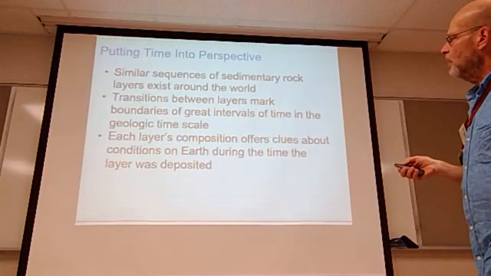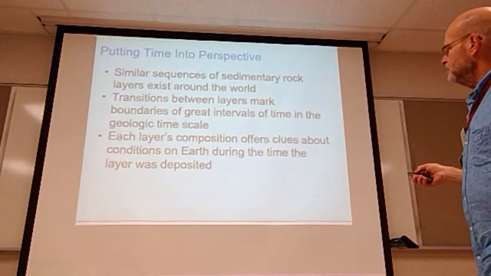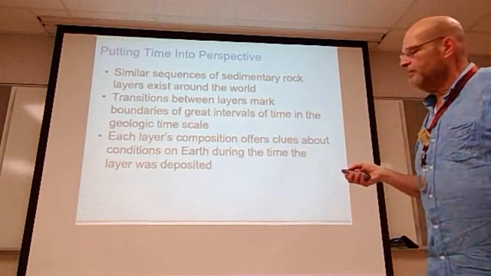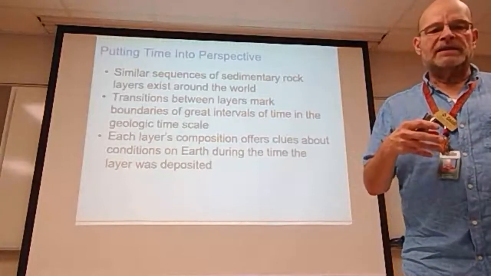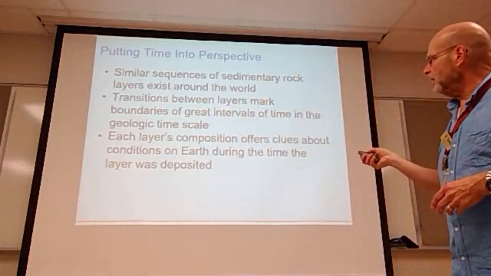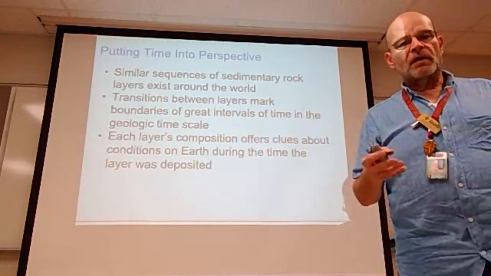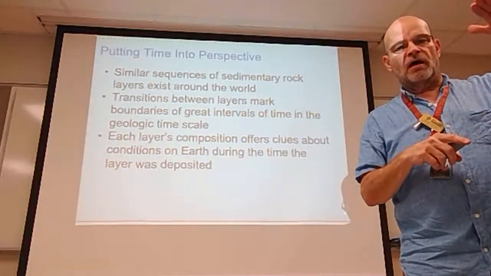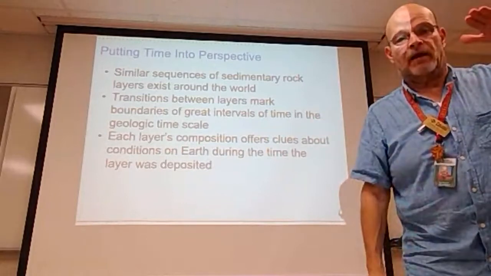But the transition between layers mark boundaries of great intervals of time in the geologic time scale, and each layer's composition will give us clues about what Earth looked like during that particular time frame when the layer was deposited. I'm sure you all have heard at some point that some area that is now desert used to be the bottom of an ocean. Well, this is how we make that determination. We look at the composition of those layers. And if you're in the middle of the desert, but the rock layer shows you that right here, this rock layer is full of seashells, well, at some time, in some way, there must have been some sea life there.